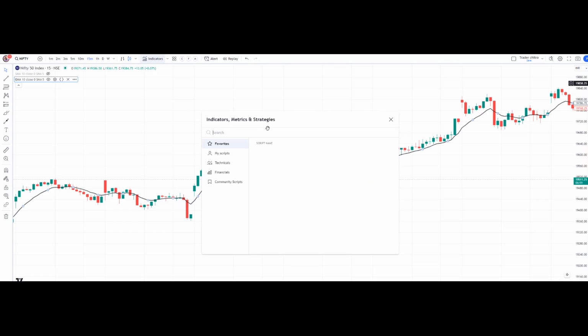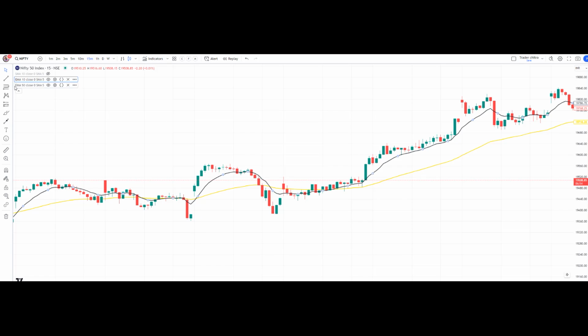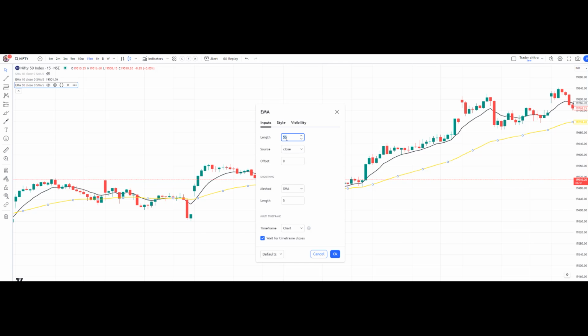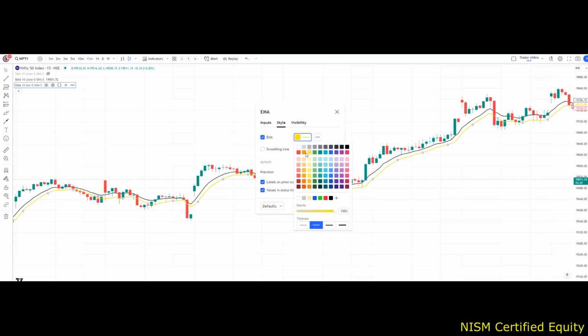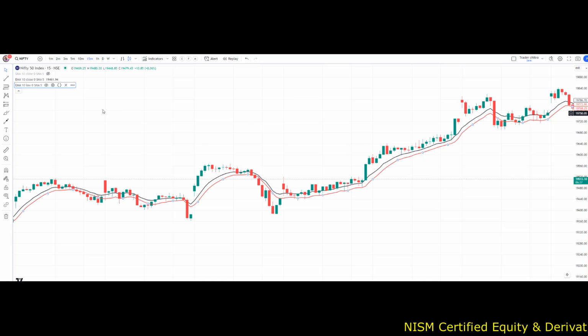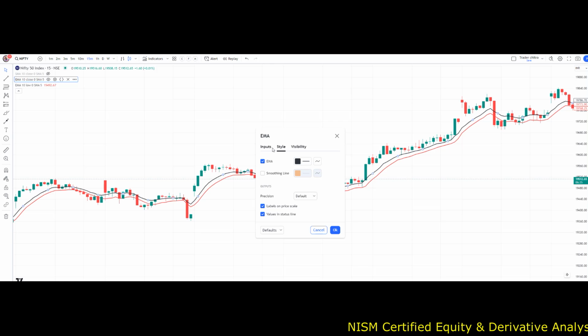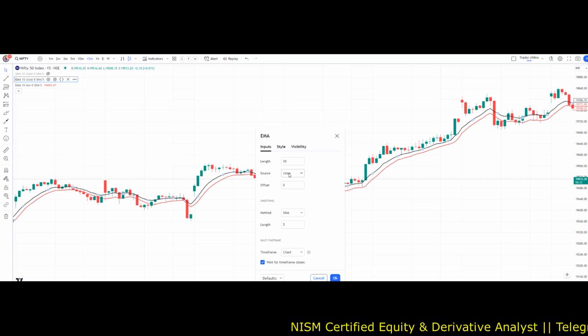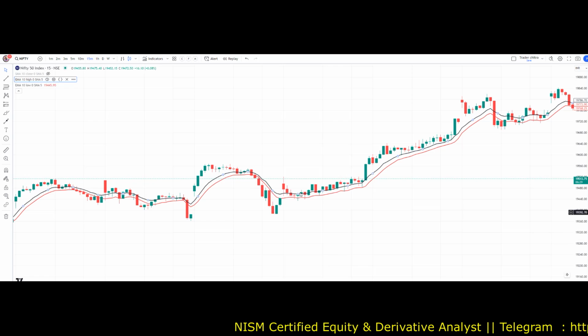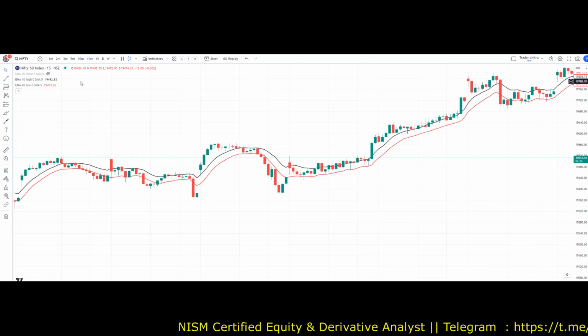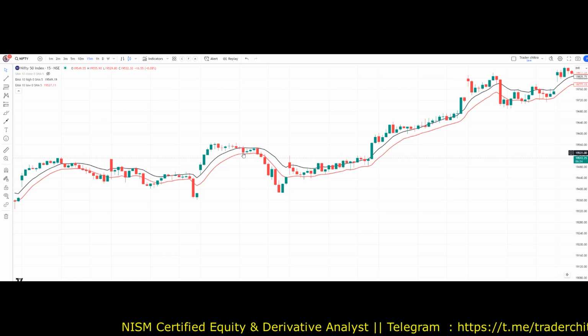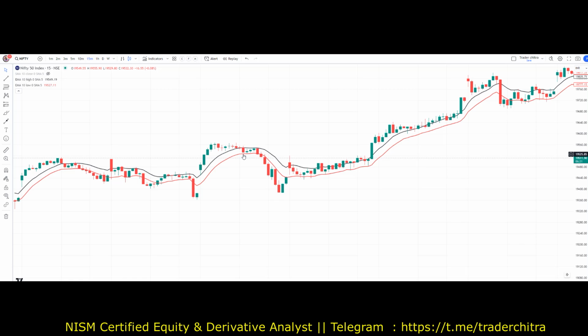So what I'm going to do is add one more moving average, that is the moving average exponential. Go to the settings and I'm going to change the length to the same, 10. Here the source, we are going to change to low. This is yellow in color. Click on OK. And for the first EMA, go to the inputs and change the source to high. The second EMA, that is red, I have changed the source to low.